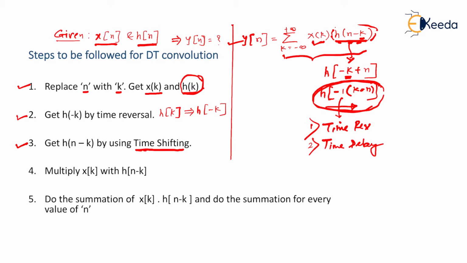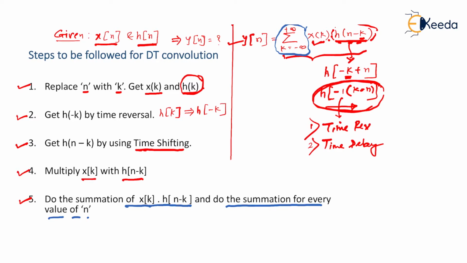Just review the formula. What we require is a multiplication here. That's the reason why step number 4 demands that we multiply x of k with h of n minus k. See, these steps are basically made looking at the formula only. Now step number 5. Now what is left? Once the multiplication is done, we have to perform a summation. Is that right? So step number 5 says do summation of x of k dot h of n minus k, and do the summation for every value of n.